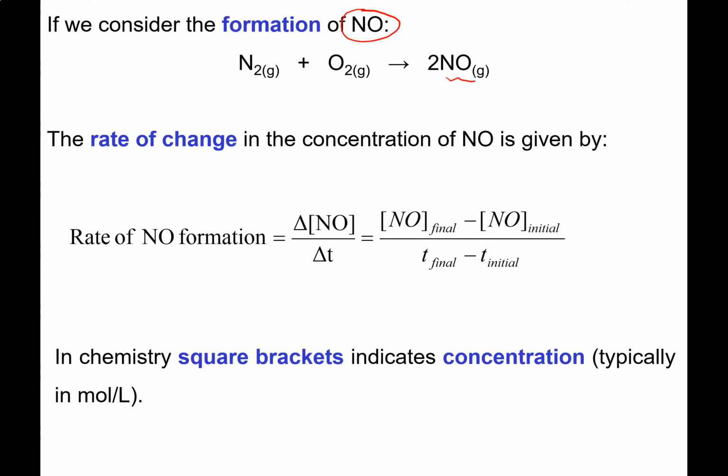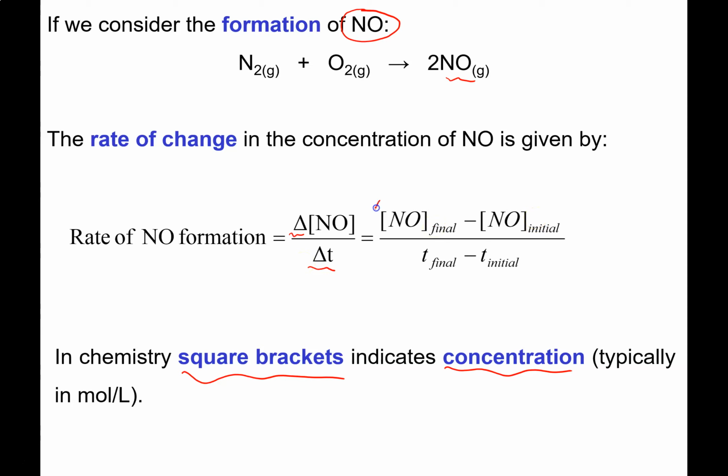Now, we can talk about the rate of formation of the product of this reaction like so. The rate of formation of nitrogen oxide will be equal to the change, that's what the delta there indicates, in the concentration of NO. In chemistry, we use square brackets to indicate the concentration of a substance in moles per liter. And then that is divided by the change in time. So whenever we're doing the delta of something, we're always going to do the final value minus the initial value.